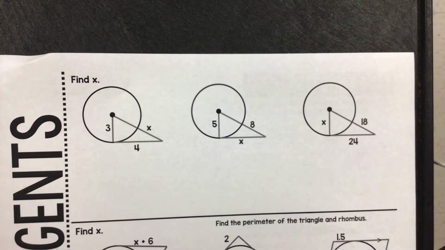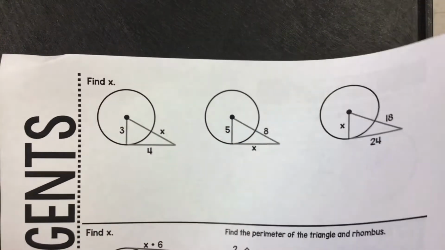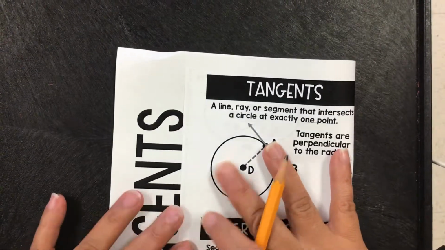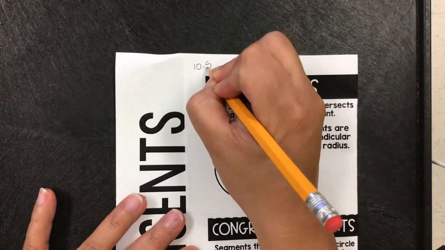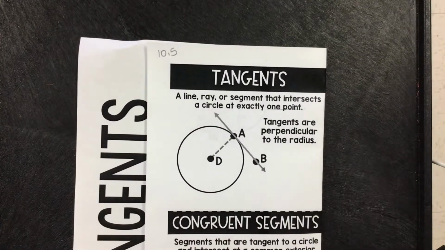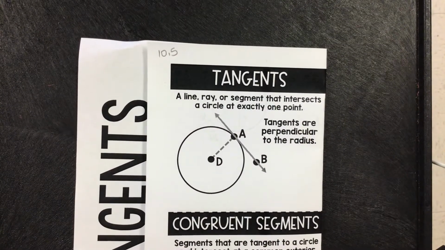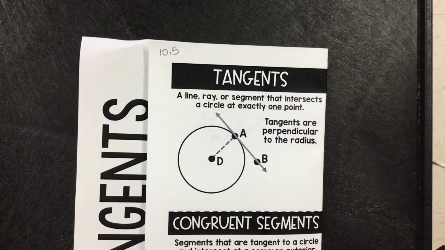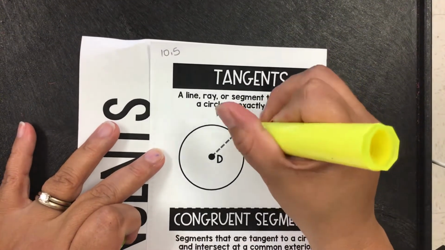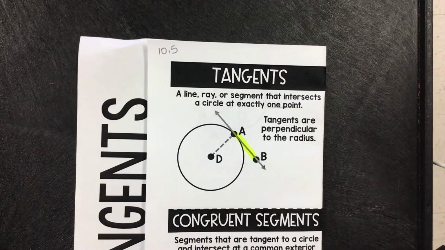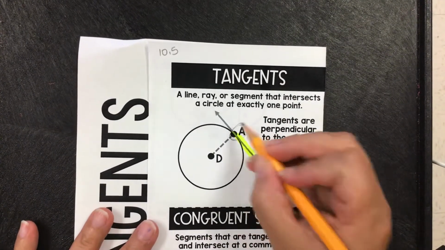Okay. This is the foldable for section 10.5, and what we're doing today are tangents. What is a tangent? A tangent is a line, a ray, or a segment that intersects the circle at exactly one point. So this makes it a tangent. It only intersects at the A.